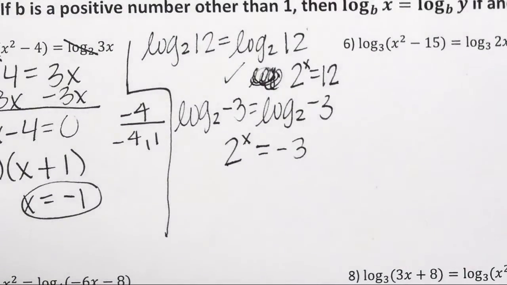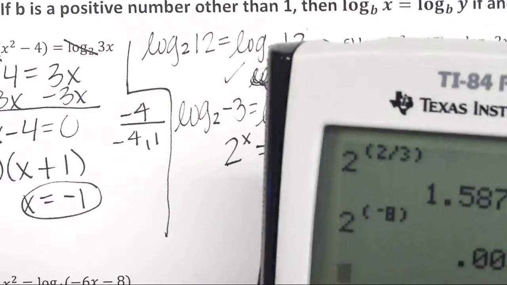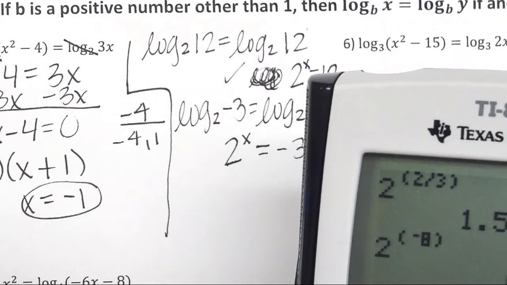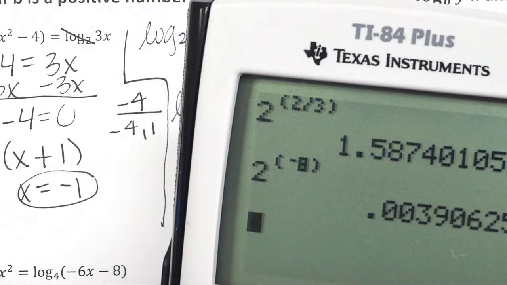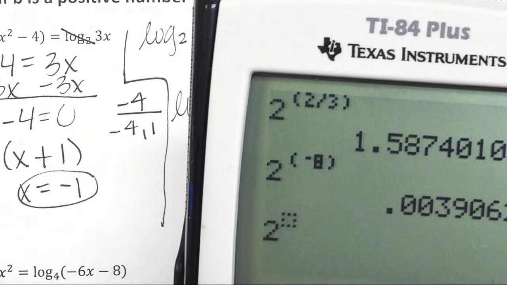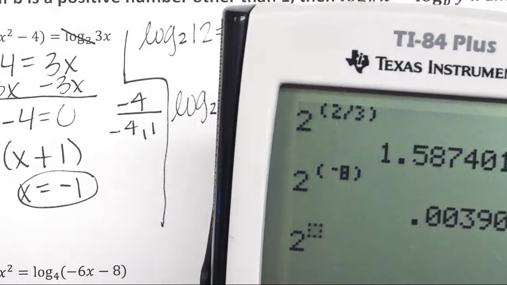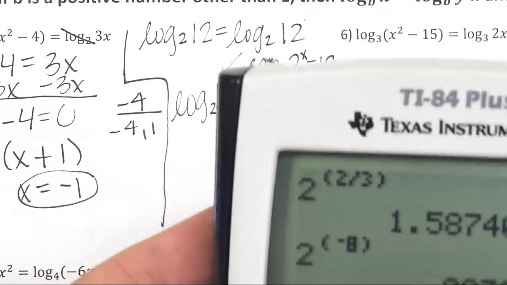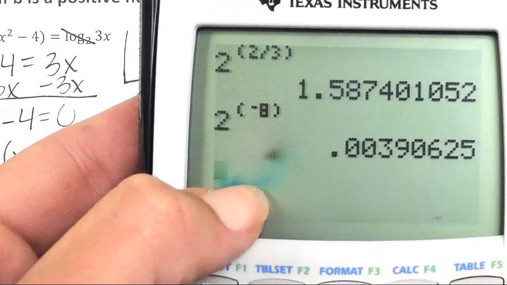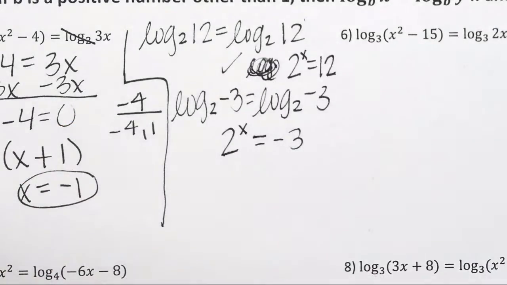So is there any real number we could raise 2 to get a negative number? Not unless you put the exponent in a fraction underneath, like 1 to the 8 underneath it. Whenever you have a negative exponent, you have to put it under a fraction. But even if we did that, it'd still be 2 to the negative 8, and it'll never be negative unless you plug in an imaginary number, which we're not dealing with right now.